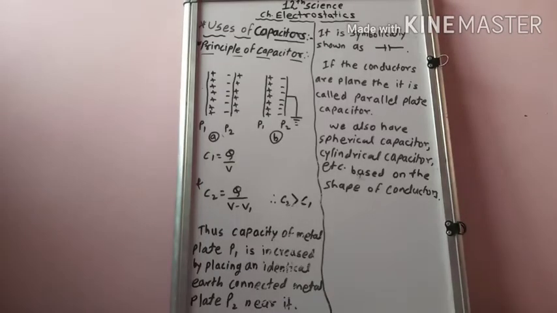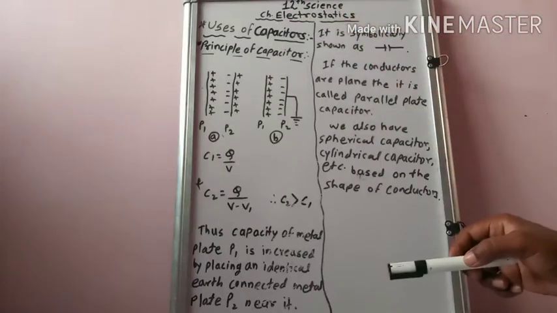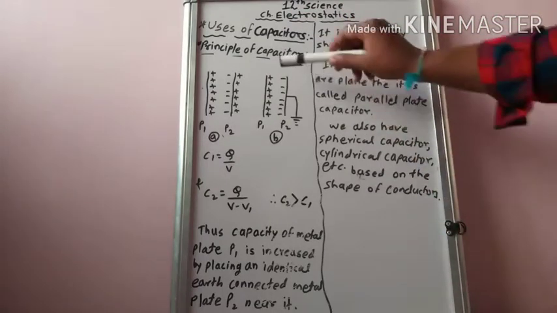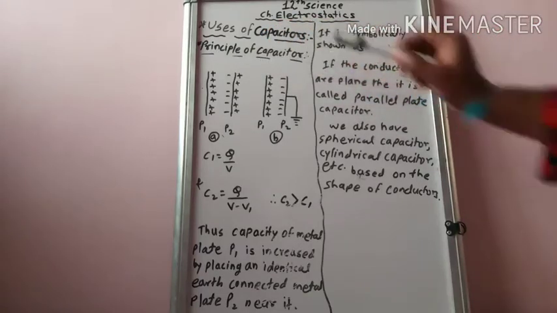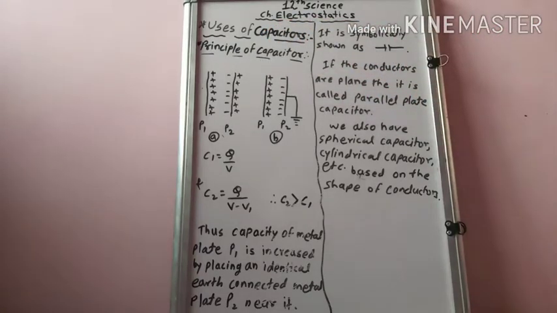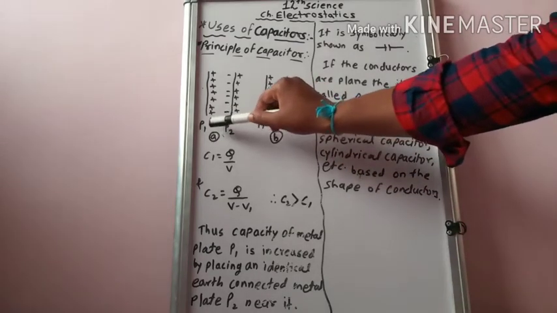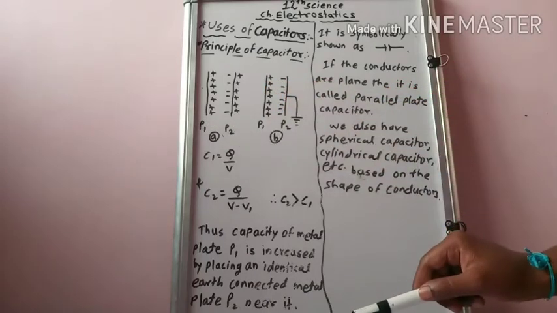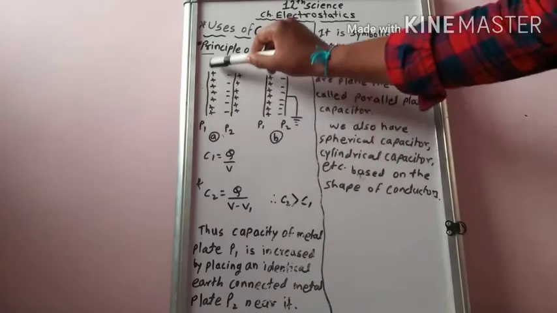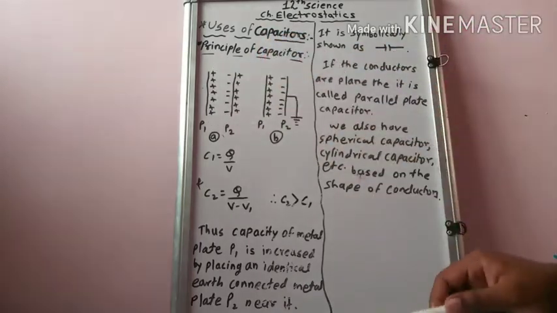Then the next point is uses of capacitor, in which we first study the principle of capacitor. What is meant by the principle of capacitor? In this figure, we consider two plates, P1 and P2. P1 has a positive charge, and its area is capital A.